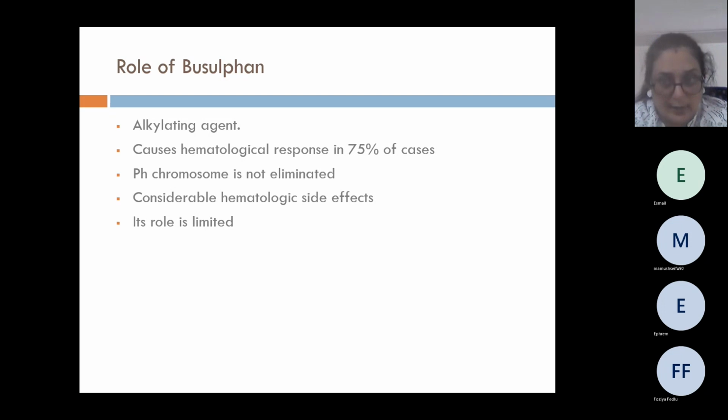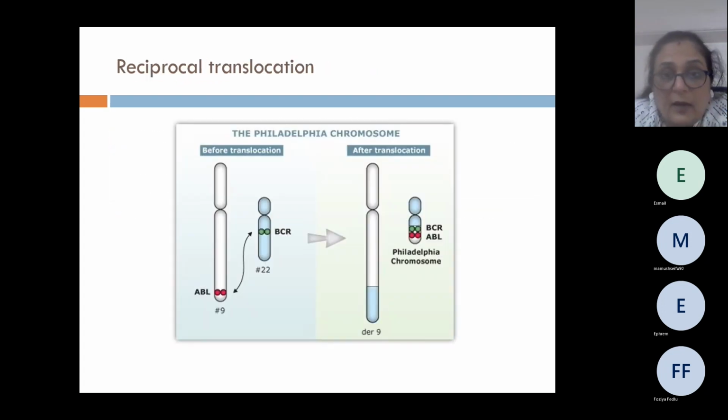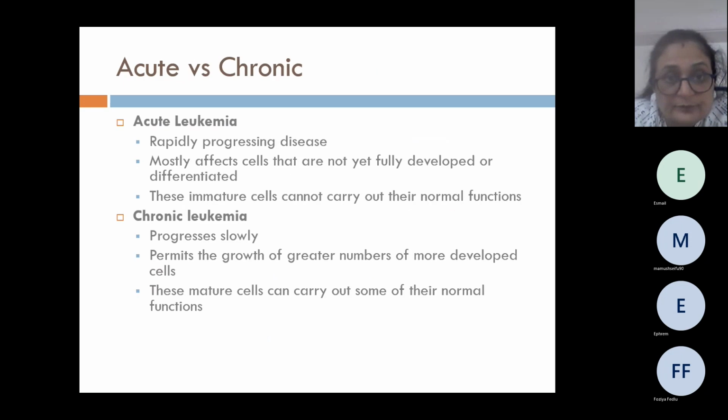In the olden days, the treatment for CML was busulfan, which is an alkylating agent, and it causes hematological response in 75% of cases. So what do you mean by hematological response? We just saw it is the WBC counts and the platelet counts get reduced. Okay, so that was seen in patients who have taken busulfan, right?